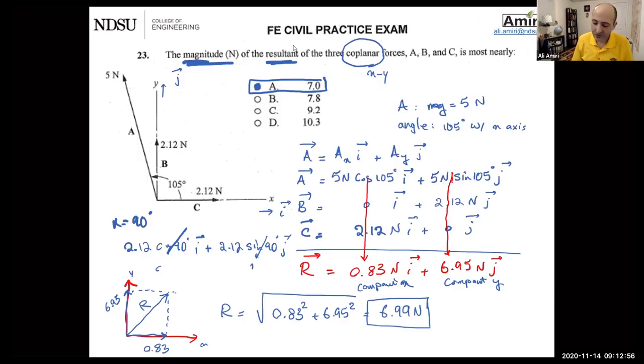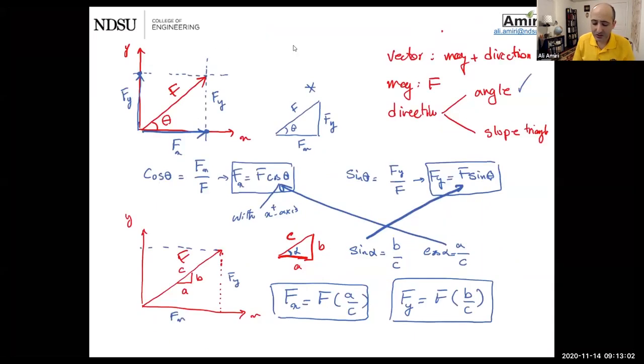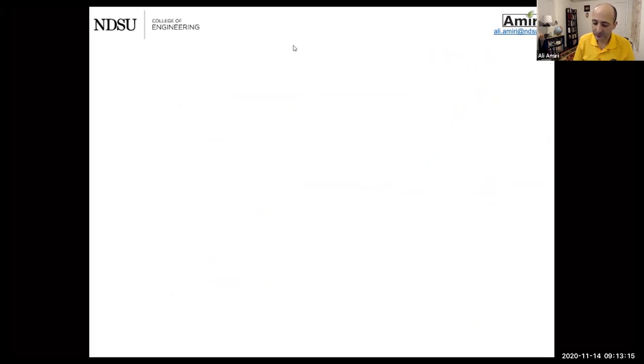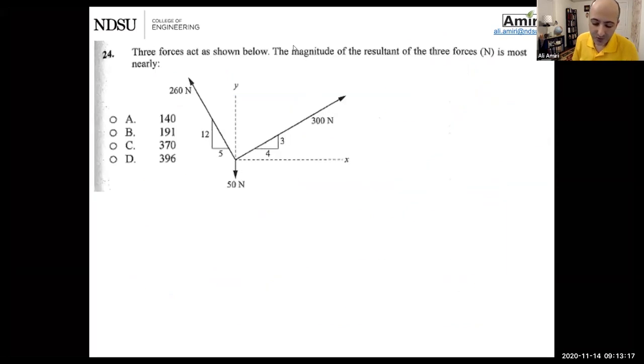All right, so let's do another one. Similar, I'll do it a little bit quicker. This one was a little bit slower, needed more explanation. So we'll do one that uses a slope triangle. In this case, remember, for a slope triangle, component X is A over C, component Y is B over C. Three forces act as shown below. The magnitude of the resultant of the three forces. Same thing. Resultant of three forces is most nearly which one?